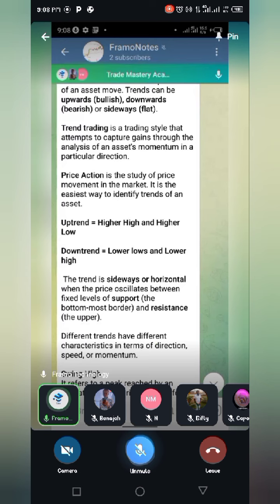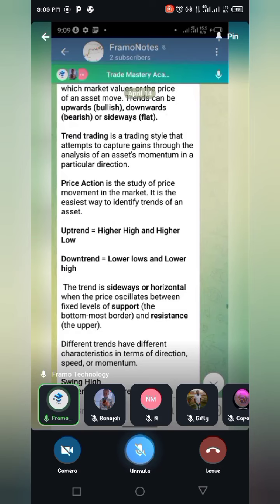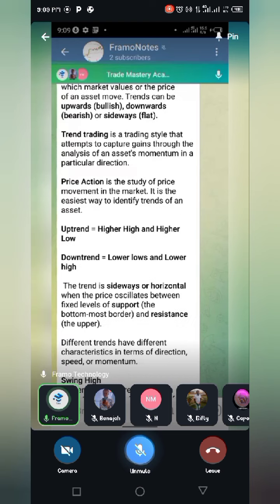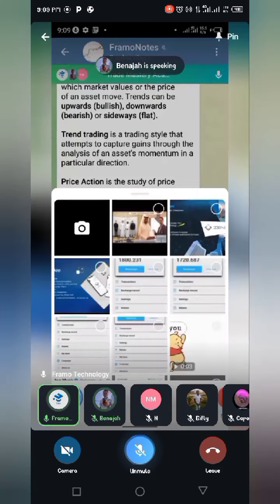With the sideways or horizontal, we don't have any higher or lower anything. They either move up or down, and it mostly happens at what we call support and resistance. It's also a broader topic that we will consider. I hope now you understand the uptrend, the downtrend, and the price action.